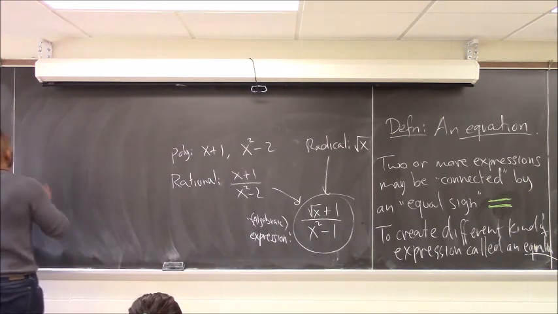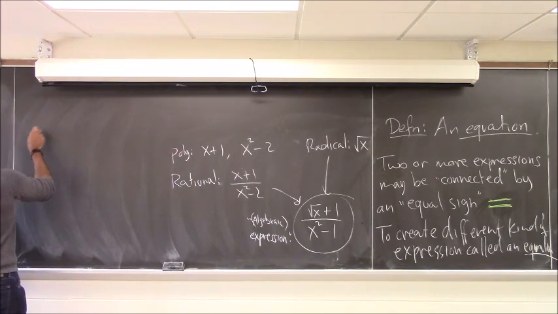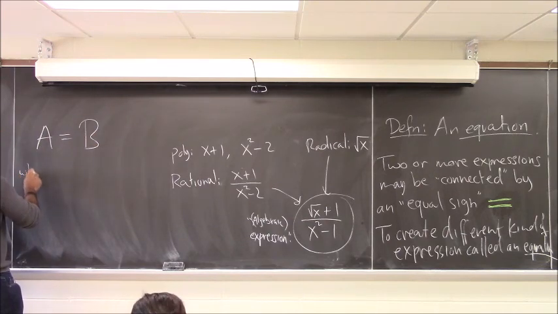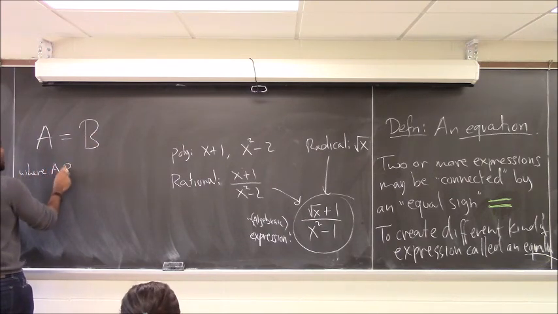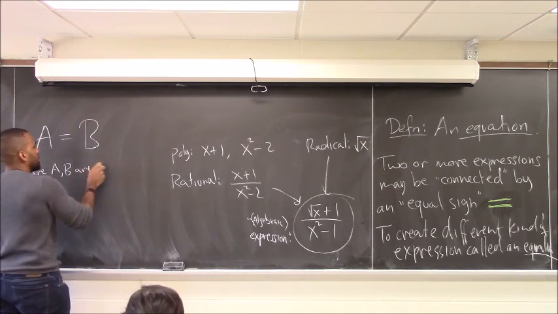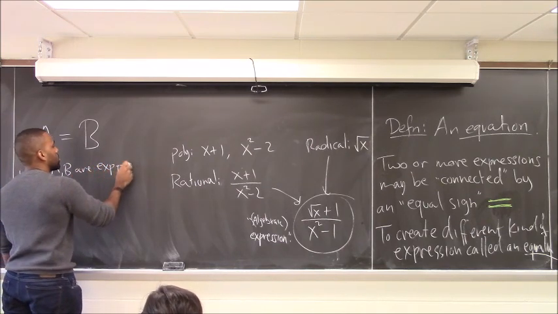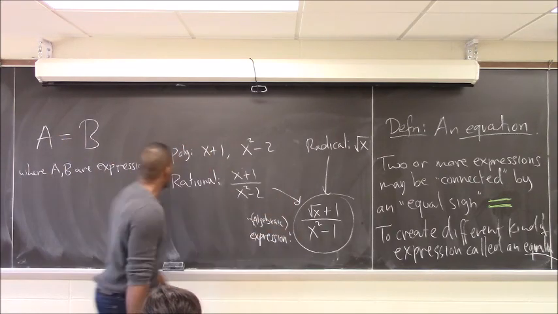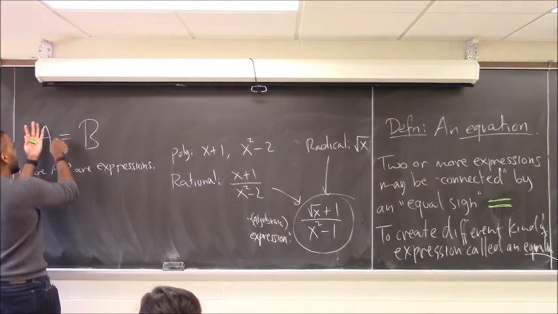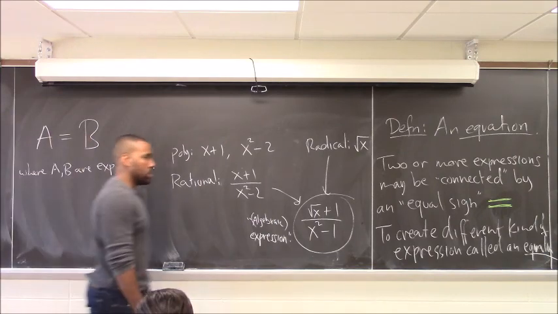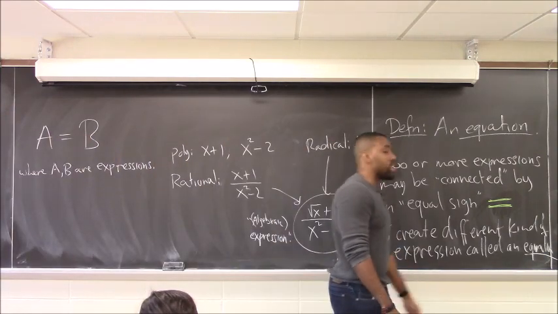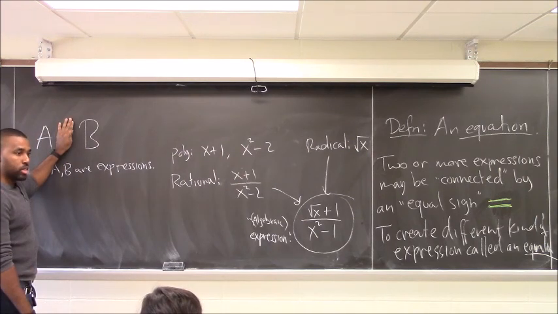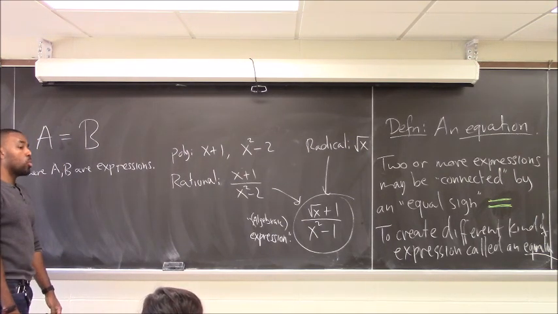So something like A equals B, where A and B are expressions. You can take a bunch of things that you combined and put them on either side and connect them with this symbol. And that, we say you've created an equation. Okay? Now, without the equal sign, it's an expression. With the equal sign, it's an equation.